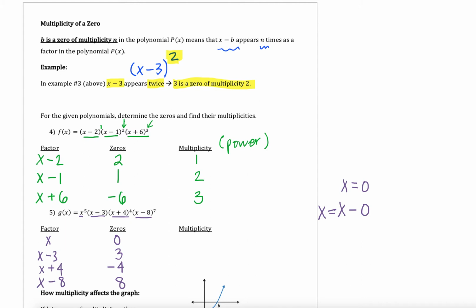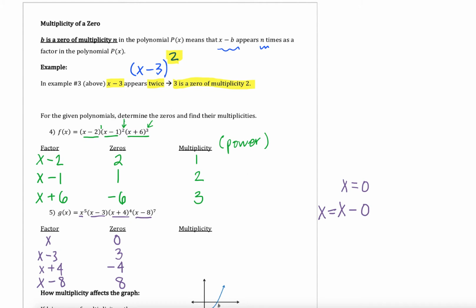So once I have the factors identified, I can identify the zeros. And again, in the factor column, I'm never listing any of the exponents up there. That's what the multiplicity is for. Why don't you guys pause the video now and find the multiplicities for each one of these zeros.